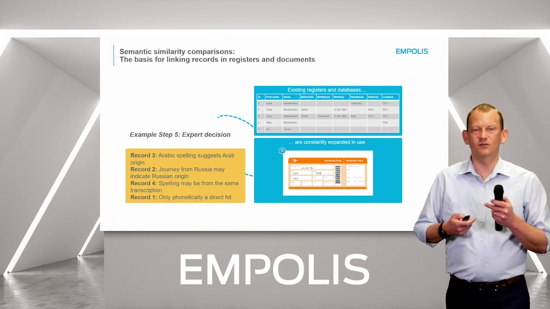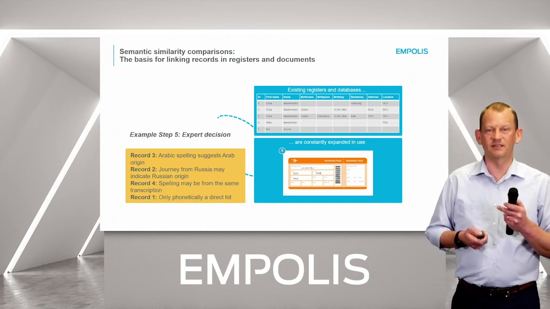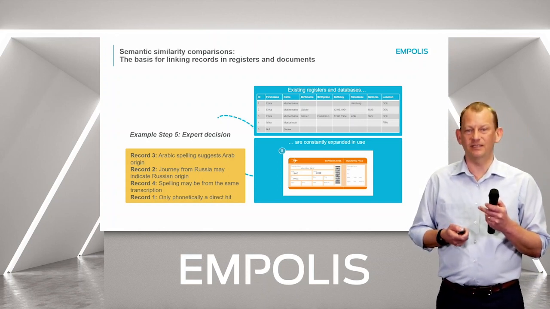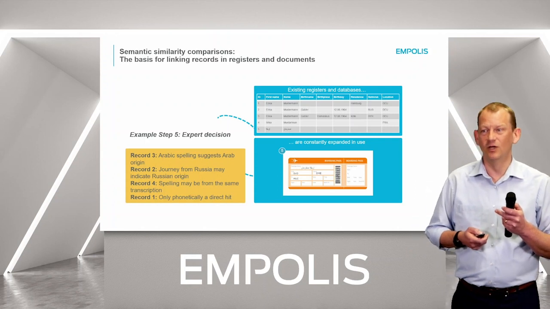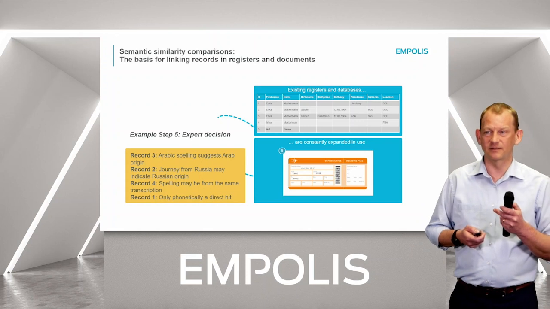Therefore, we present a sorted list of possible matches for a link to a human expert and give reasons for the sorting. The decision about a possible link is up to the expert on this basis. He has to know which kind of semantic similarity is more important than others.